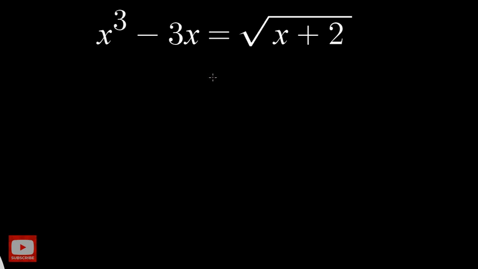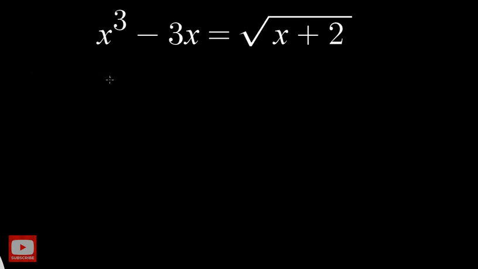Hello everyone. In today's video, we are going to solve an equation where we have a cubic polynomial on the left hand side and a radical expression on the right hand side. So the first thought that you will be getting when we see such kind of questions is to get rid of the radical symbol, right? And how do we do that? We have to square the equation on both sides, isn't it?